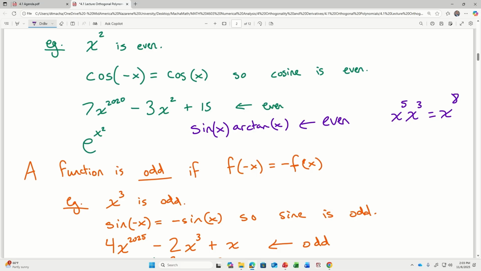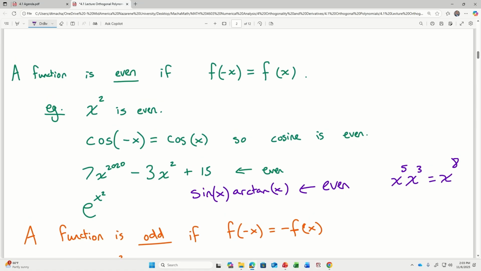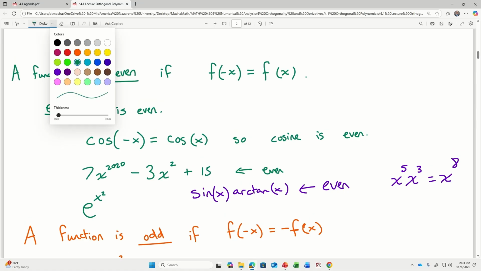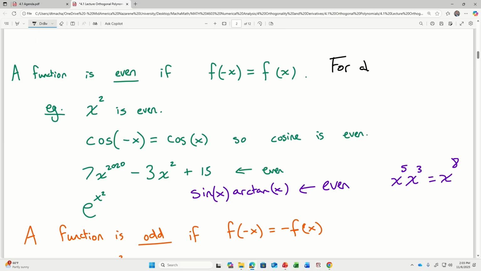So the reason we're talking about this right now is because for all even functions, if I have an integral with a negative lower bound and the same absolute value but the positive upper bound, so that the bounds are equal but opposite in sign, and then I've got this even function f, that's always equal to just 2 times the integral from 0 to the upper bound of that even function.